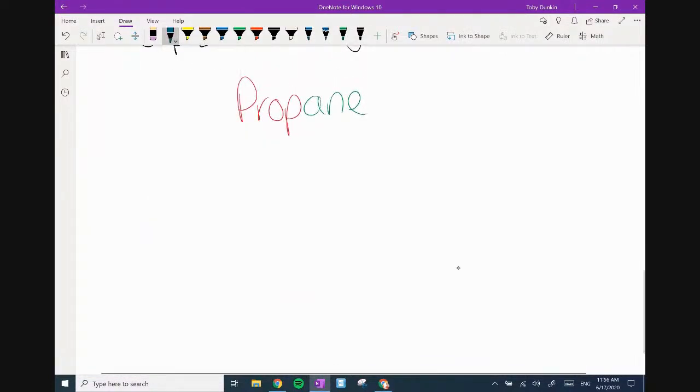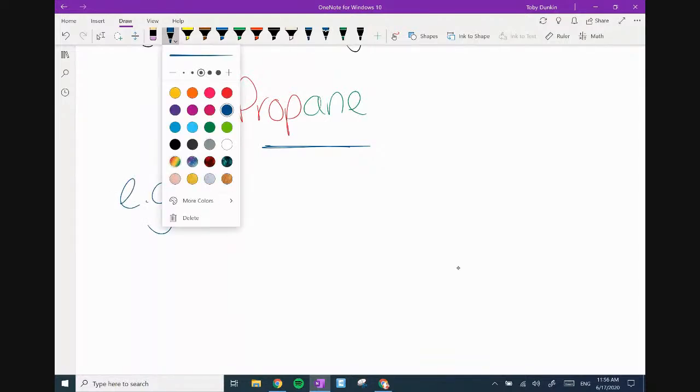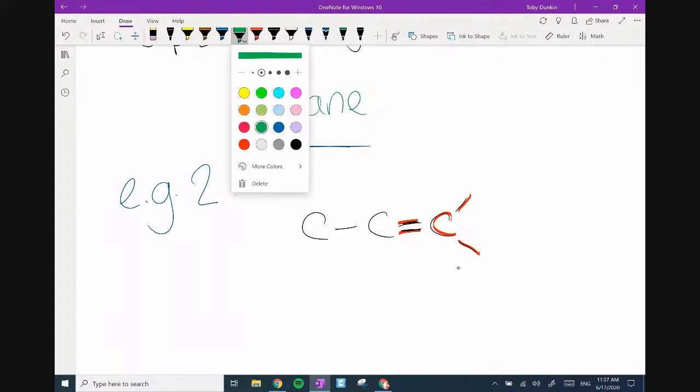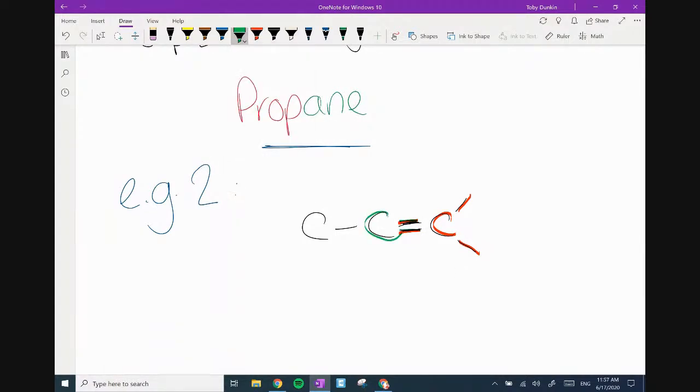Example number two. All right, let's draw one. One, two, three, four. That carbon now has four. This can't, right, so this carbon here, one, two, three, four. It's done. Next carbon. One, two, three, four. Next carbon.